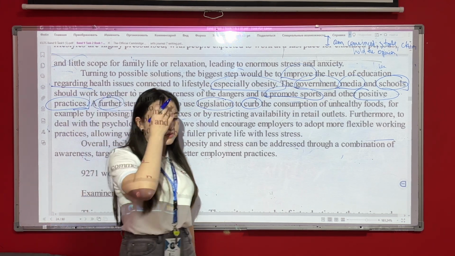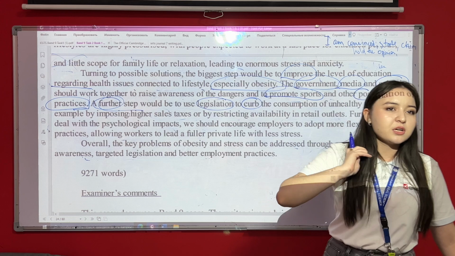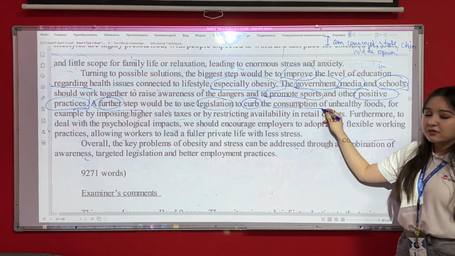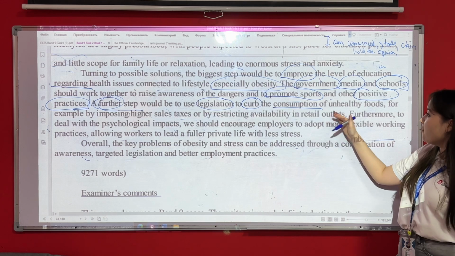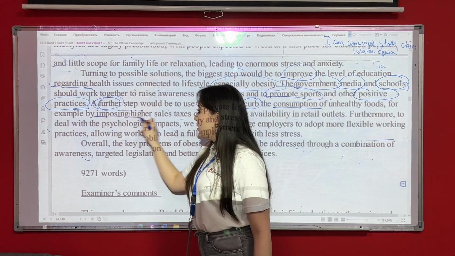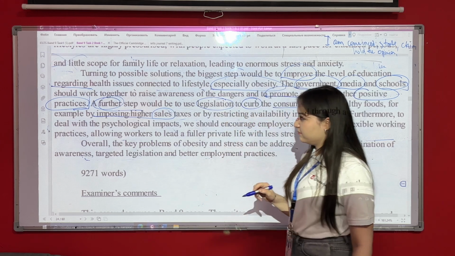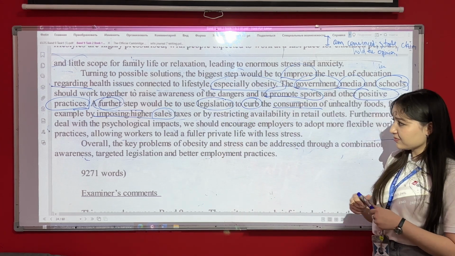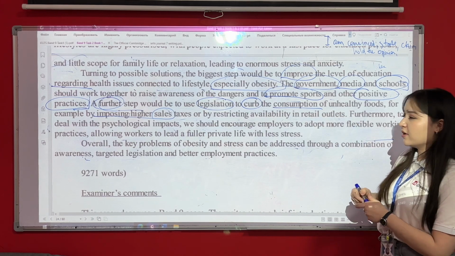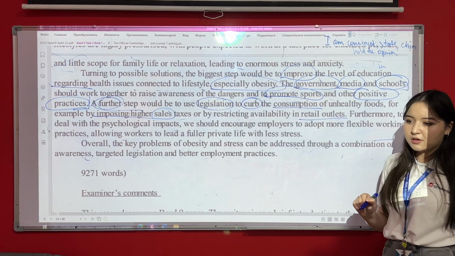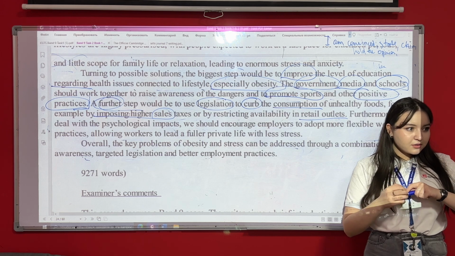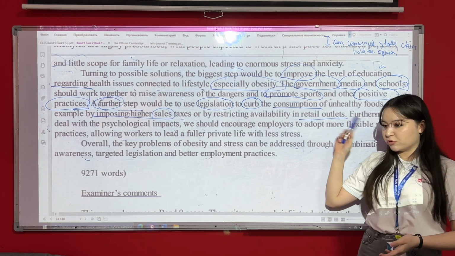Write it in your notebooks. What does consumption mean? What does consume mean? Consume, consumption, very good, of unhealthy food. For example, by imposing higher sales taxes, they should be more expensive, right? Or by restricting availability in the retail outlets. What does retail outlets mean? Shops.